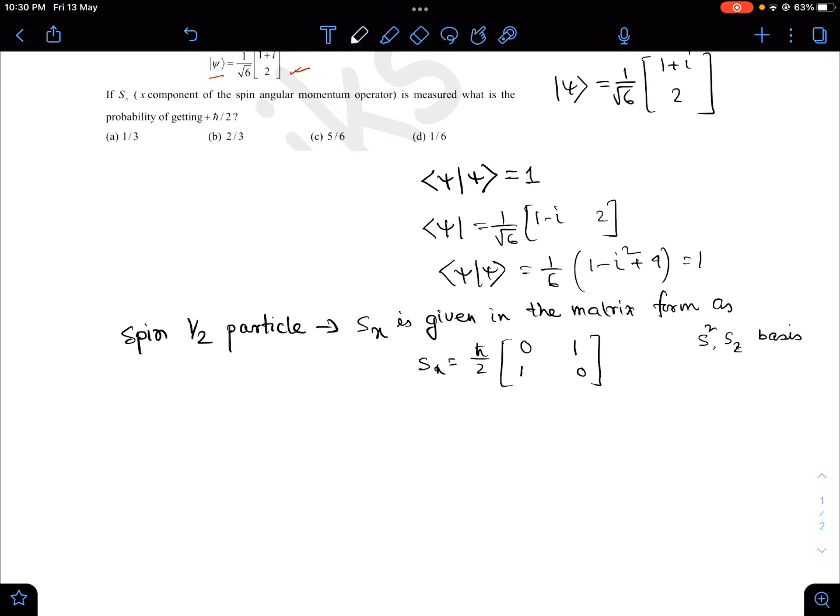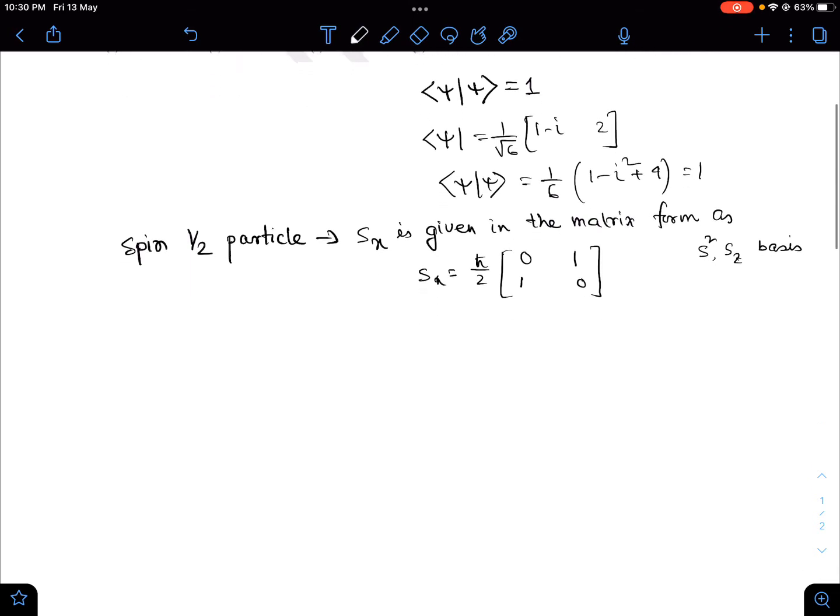formula of Sx, and first of all we have to find its eigenvalues, because we have to find the probability of getting h cut by 2. So let us check if it is an eigenvalue of it or not. So what is the procedure for calculating eigenvalues? So if lambda is the eigenvalue of Sx, then we will have this.